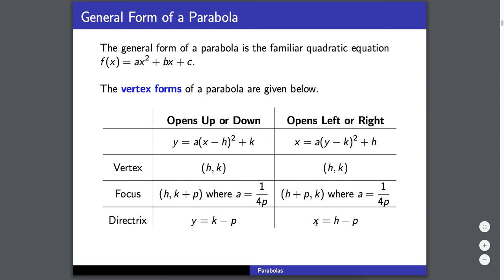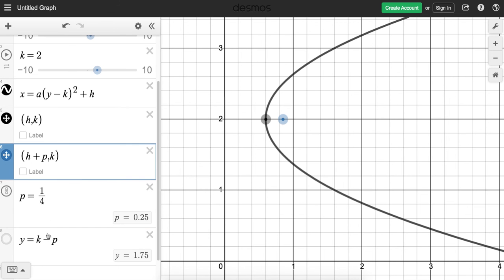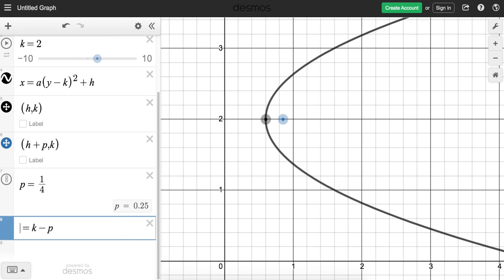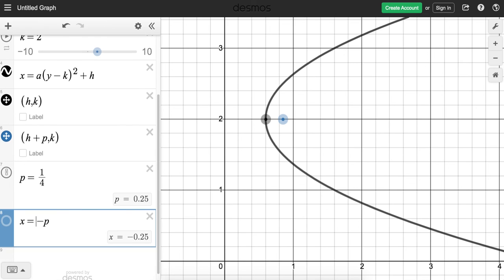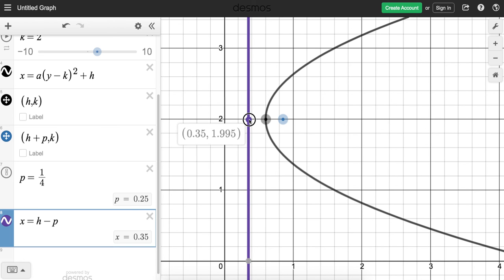And our directrix line is going to be a vertical line, which is x equals h minus p. So let's just see that one as well. And again, notice our parabola does not intersect the directrix line. The distance from our directrix line to our vertex is the same as the distance from our vertex to our focus point. So this is a length of p, and this is also a length of p.